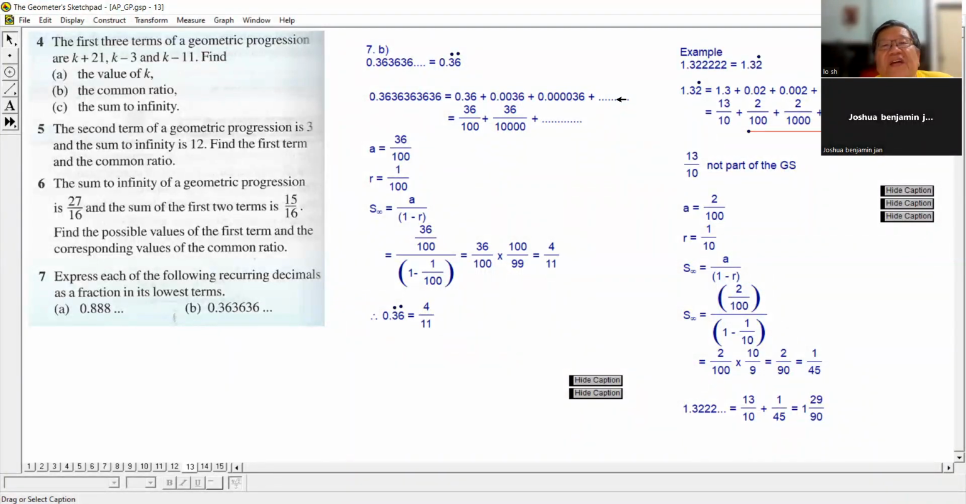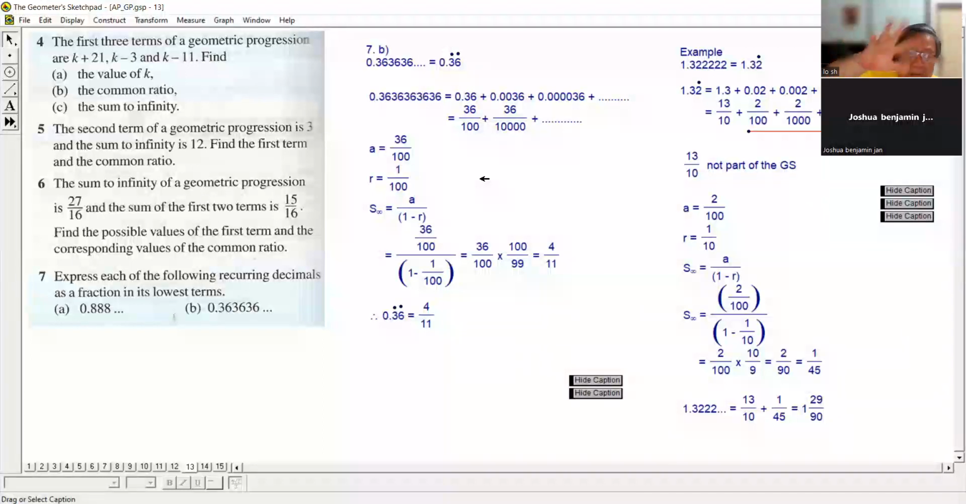Now, if that is the case, when I change them into fractions, 0.36 is 36 over 100. 0.0036 is 36 over 10,000. So if you look at this, what is the first term here? The A is 36 over 100. What is the R here? You take the behind, divide by the front.